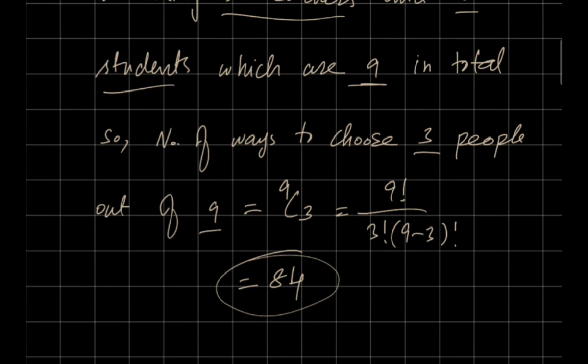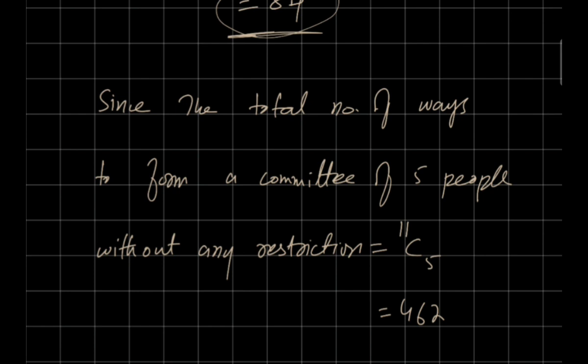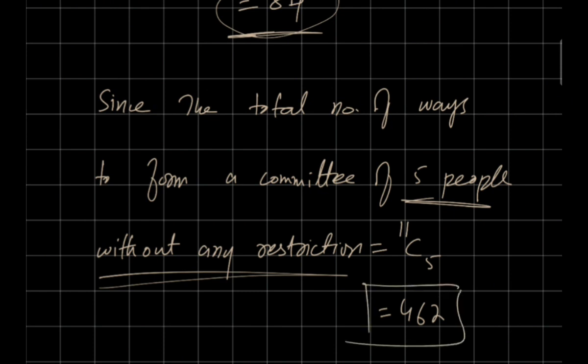But we want those committees in which these people are not coming together. So we have to subtract these number of ways from the total number of ways of forming a committee of 5 people. Since the total number of ways to form a committee of 5 people without any restriction is 11C5, which we have already calculated in the first part of this example.